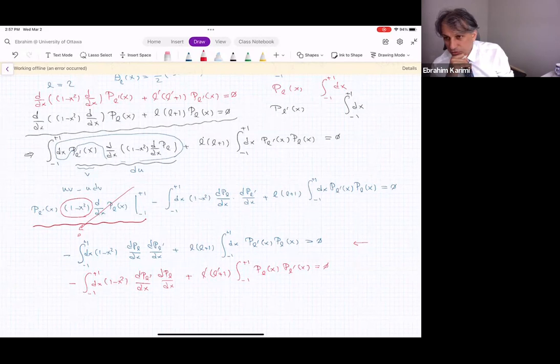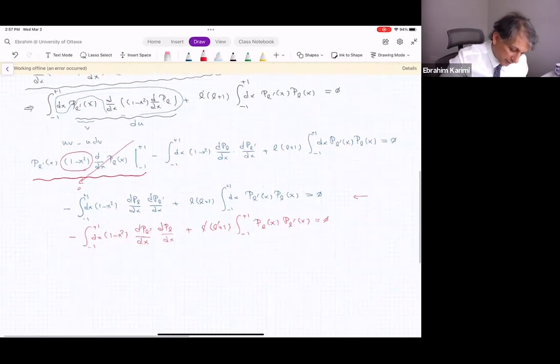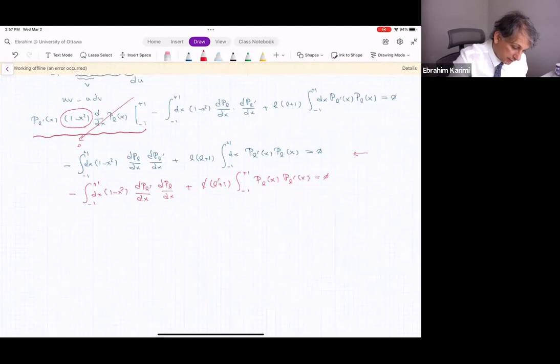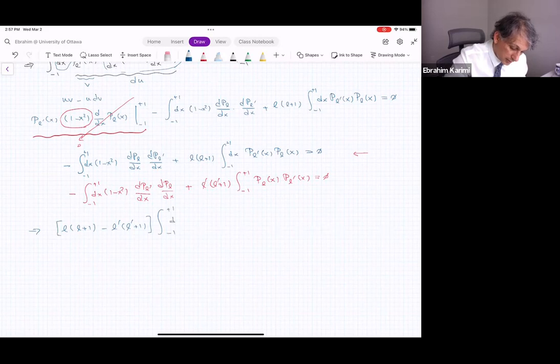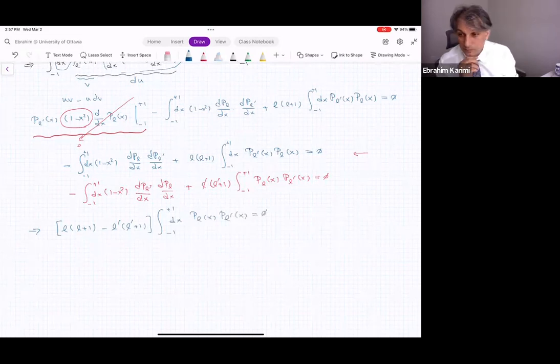Now we can subtract the two equations. The first term goes away, then finally what we will get is this expression: (L times (L plus 1) minus L prime times (L prime plus 1)) times the integral from minus 1 to plus 1 dx P_L(x) P_L'(x) equal to 0. True?